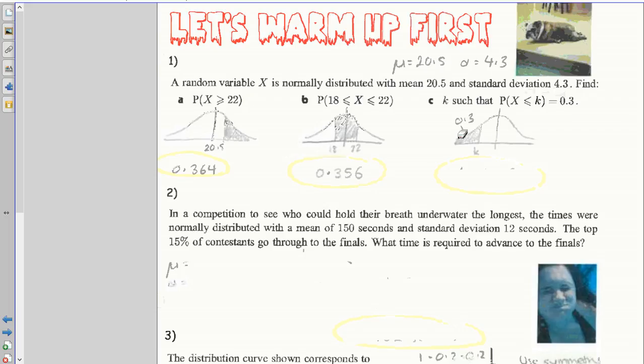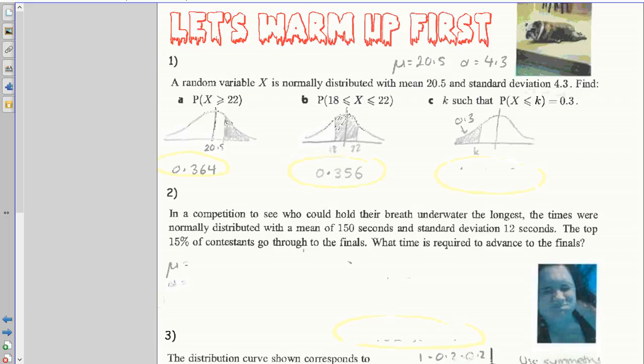They want to know what our upper boundary is, which is good, because what has to go into the calculator when you do inverse norm has to be the area to the left, not to the right. They've given us the area to the left, like probability x is less than k. If they did give us the area to the right, remember we just do 1, which is the whole area, minus that area. And that would tell us what the area to the left was instead. So it's an inverse norm problem.